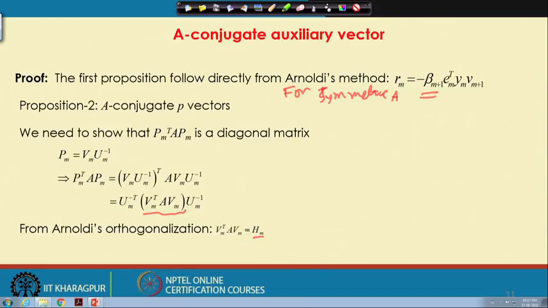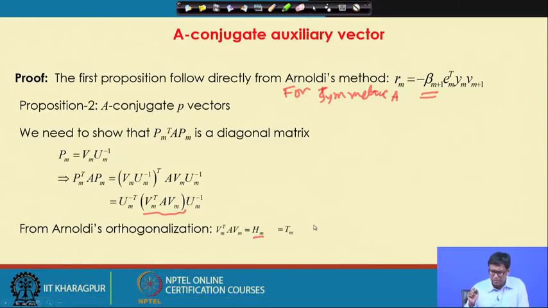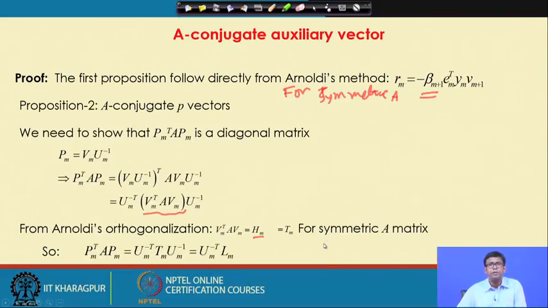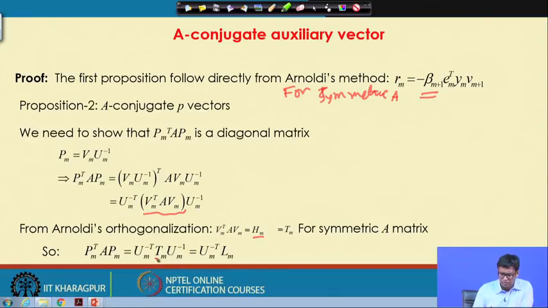And which is the same as the tridiagonal matrix Tm for a symmetric matrix. So what we get: Pm transpose A Pm is equal to Um inverse transpose Tm Um inverse. Tm is a tridiagonal matrix, Um is an upper triangular matrix. So Tm Um inverse gives us a lower triangular matrix Lm. This can be verified very easily by looking into the properties of triangular matrices and their inverses and transposes also.